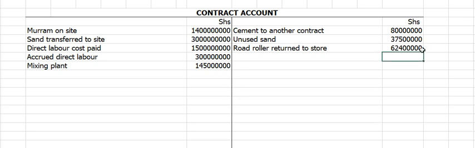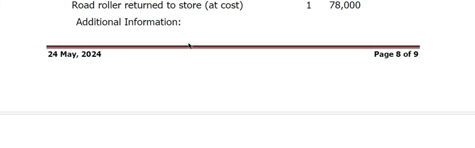That is the same as getting the cost of 78 millions minus 20% of 78 millions. So the road roller returns to store, that is that. Then additional information.